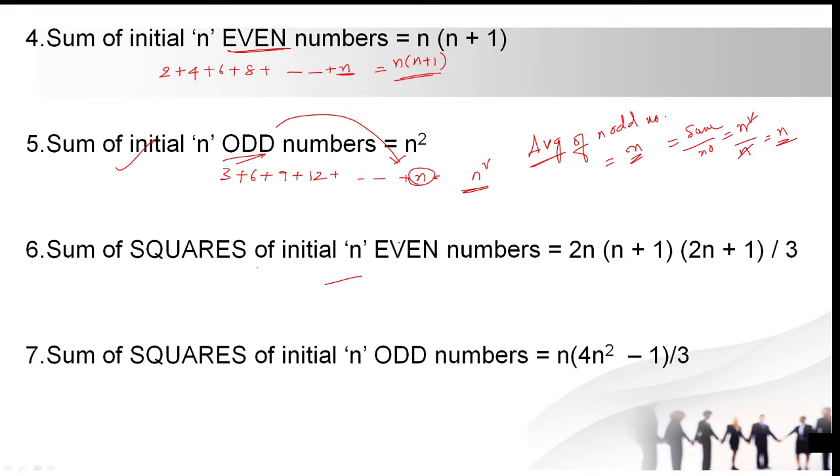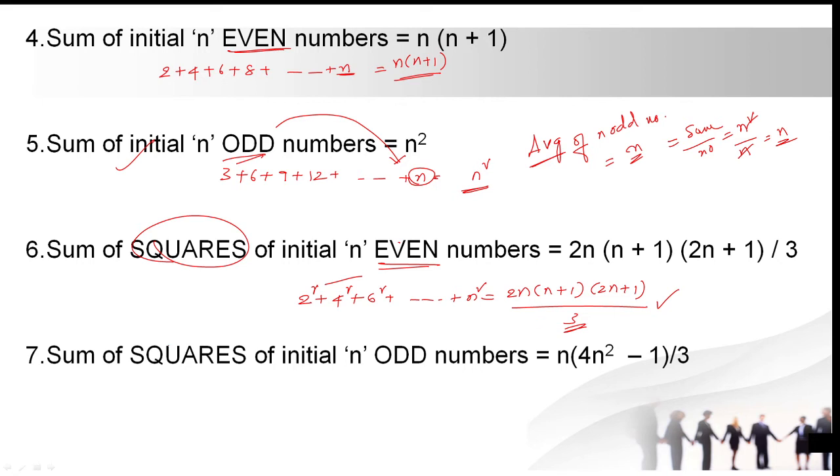Now the sixth one, that is the sum of the squares of initial n even numbers. Here we need to take the squares. That means 2 square, 4 square, 6 square, and so on up to n square. For this we need to remember the formula. We need to practice, or we can write the formulas 2 or 3 times, and only then will we be able to remember this kind of formulas. Otherwise we need to take a longer time to calculate this type of questions, right? So this is the formula, that is 2n into n plus 1 into 2n plus 1 by 3.